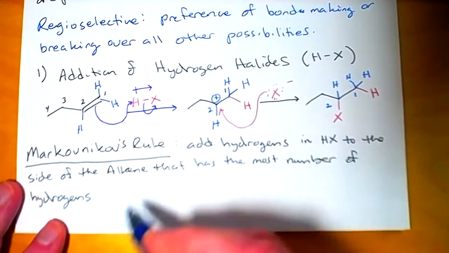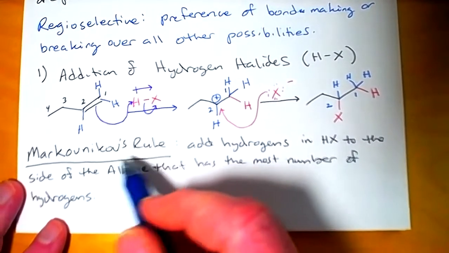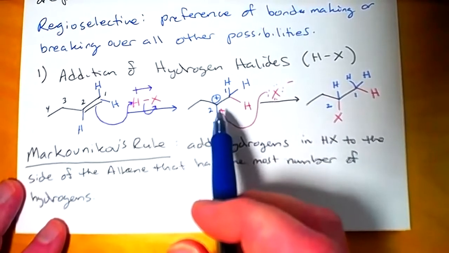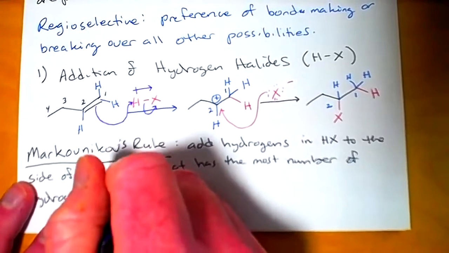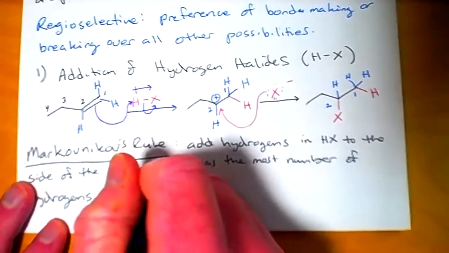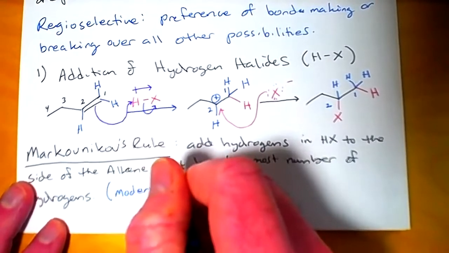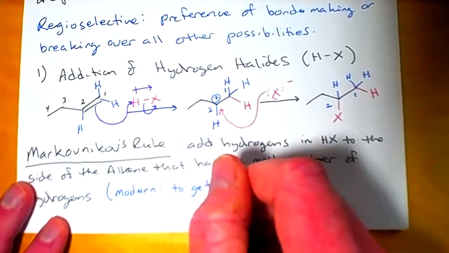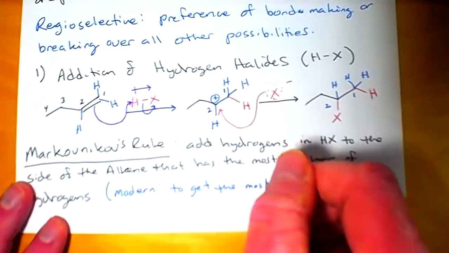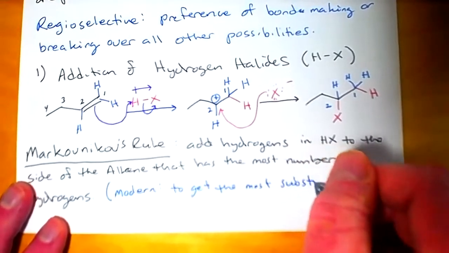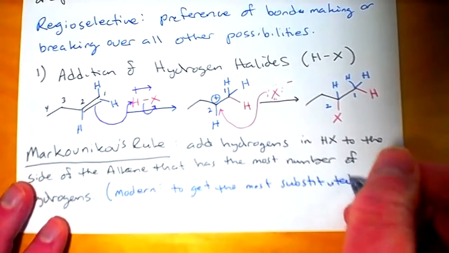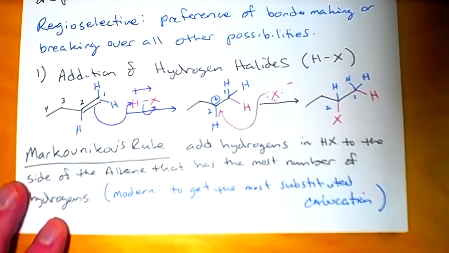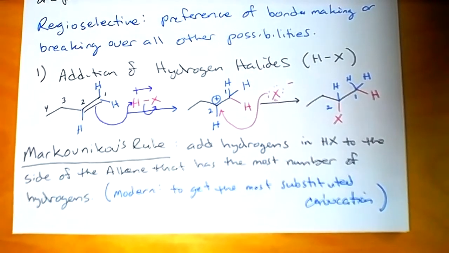Now, Markovnikov was a Russian scientist that lived in the 1800s, and they did not understand this idea about carbocations, which we do now. So the modern statement of Markovnikov's rule is really to get the most substituted carbocation. Okay, and so this ties back into that idea about regioselectivity.